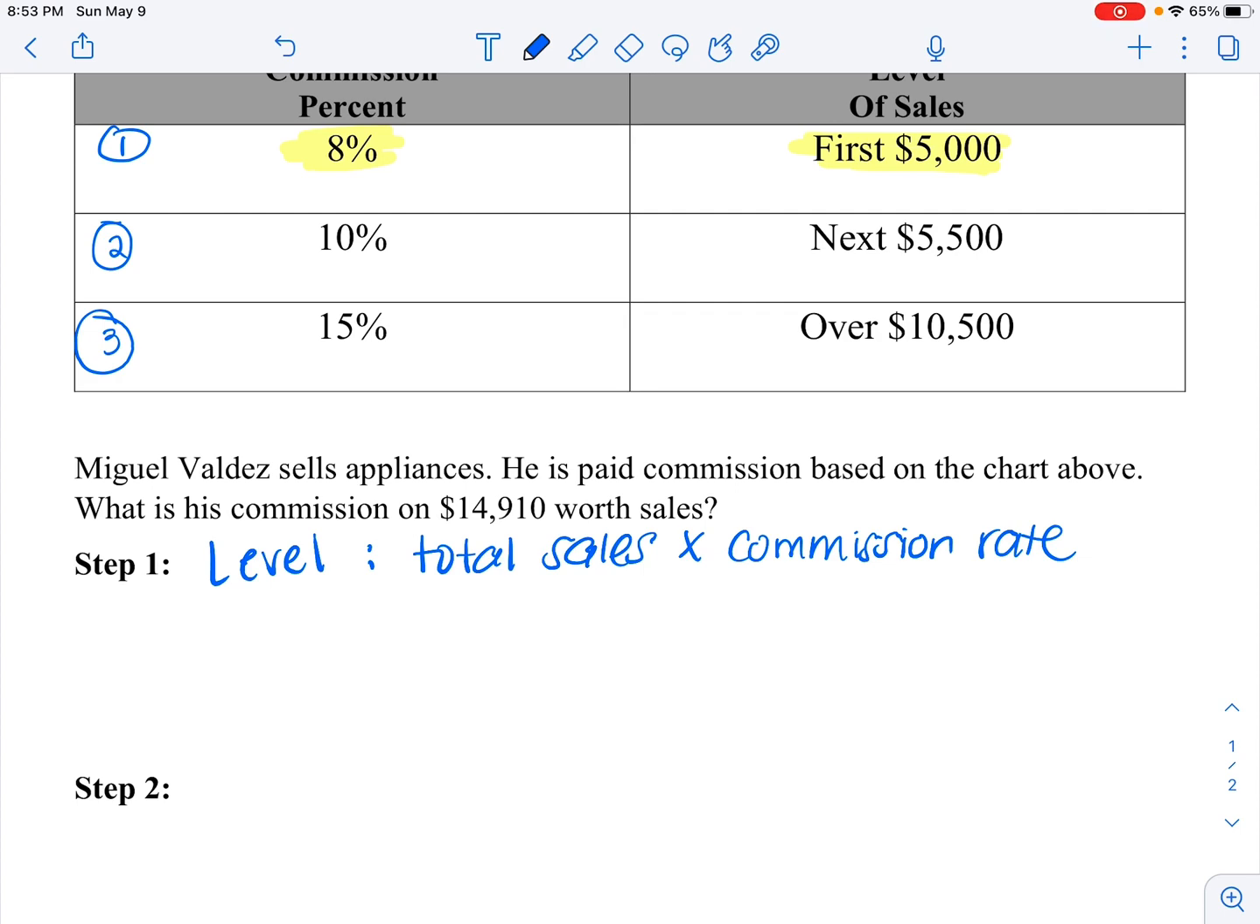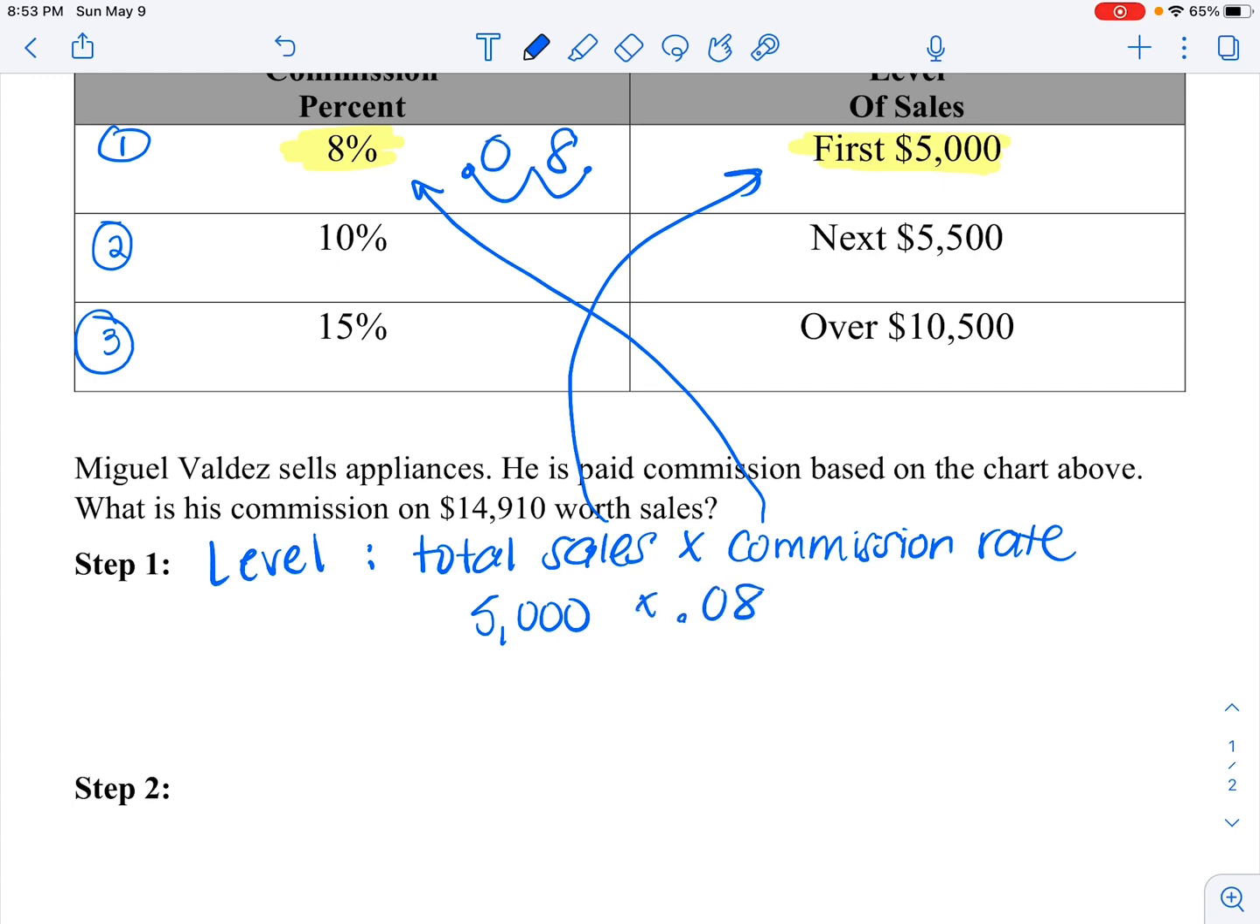So our sales always has a dollar sign. So we're going to look at the number that has a dollar sign, which is 5,000. And our rate always has a percent sign. Unfortunately, we cannot leave it as a percent. So we're going to take our 8, put our imaginary decimal in the back, and move it 2 places to the left, plugging in a 0. So we're going to use 0.08 instead. And we're going to go to our calculator and quickly compute this.